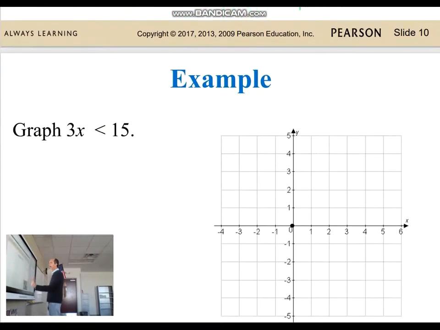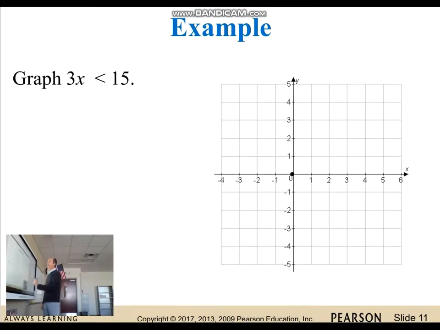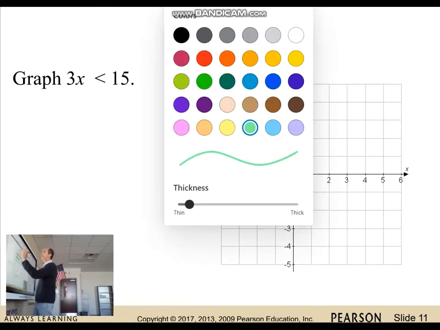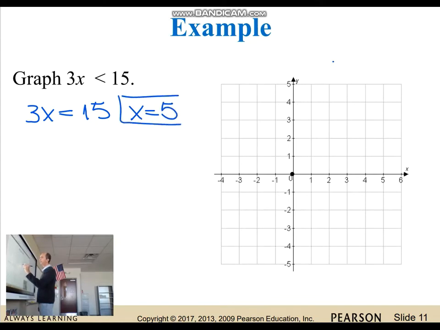And we have yet another example. 3x less than 15. Well, the same thing you have to do. We have to find the boundary and make 3x equals 15. And the boundary is going to be x equals 5, right? This is the boundary. Find x equals 5, it is this point here. Oops. This is x equals 5.